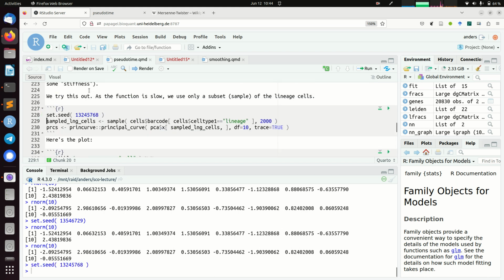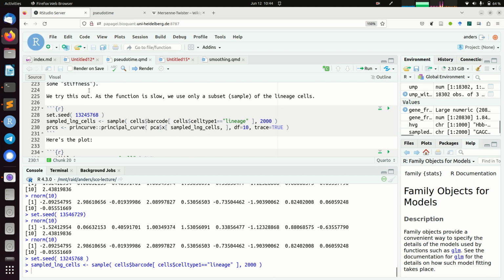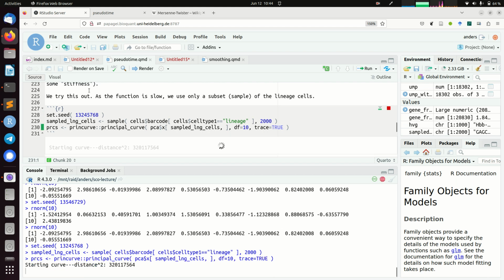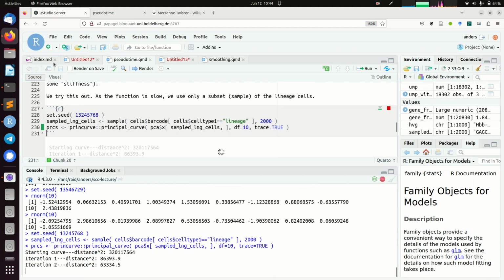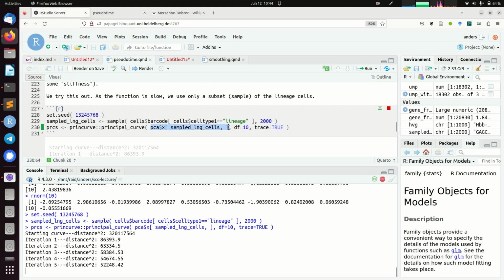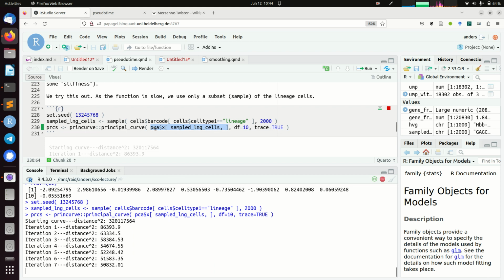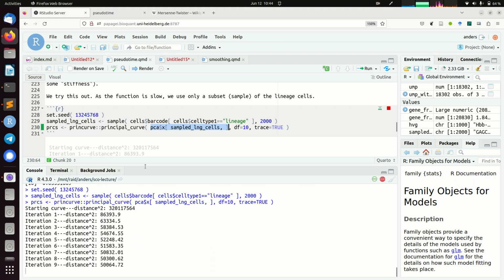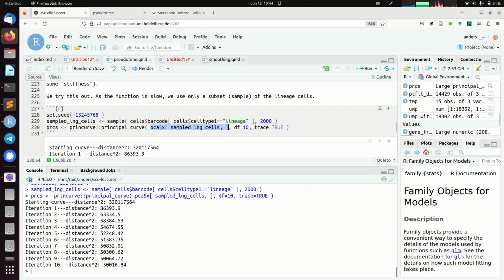And I always use this now. So I use this to sample always the same 2000 cells. And now I call this principal curve package, which, as you can see, takes here the PCA coordinates for this. It shows us here how the sum of the squared distances of the cells to the line gets lower and lower, and after 10 iterations it decides that this is now good enough. That's what the trace does.